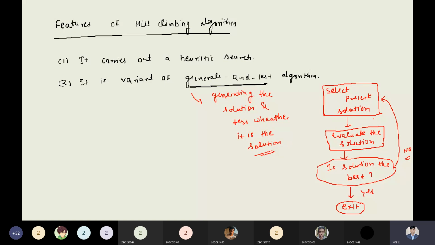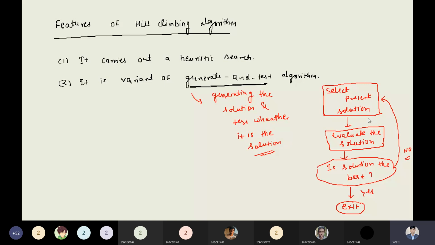So we have to generate the solution and test whether the solution is best or not. This is the reason we can say that the hill climbing algorithm is a variant of the generate and test algorithm. That is the point we have taken. I've explained everything here, so now it is clear, and I can speak in more detail.